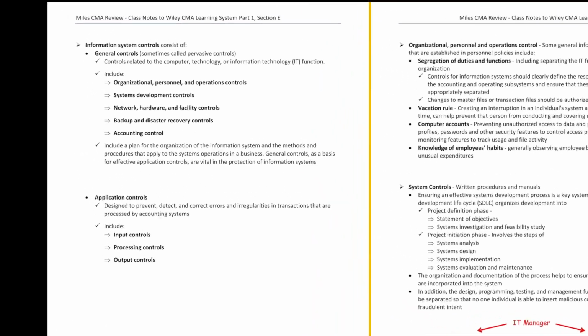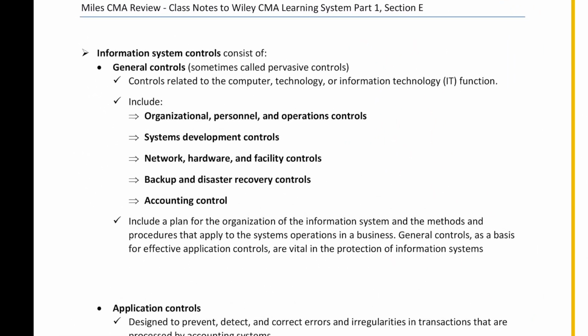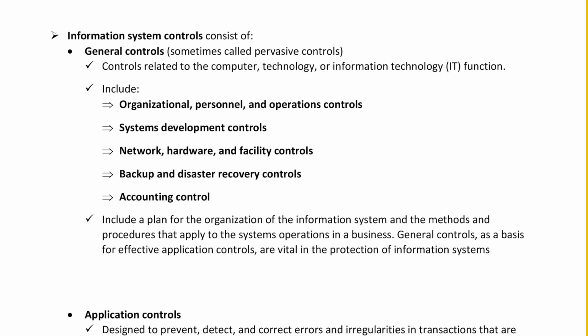Look at page 28. So the information system controls, they consist of, put a box around, general controls. So these are controls related to the computer, technology or the IT function. They include organizational, personnel and operations controls, system development controls, network, hardware and facility controls, backup and disaster recovery controls. They also include accounting controls.